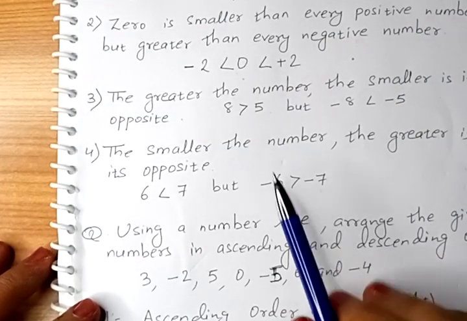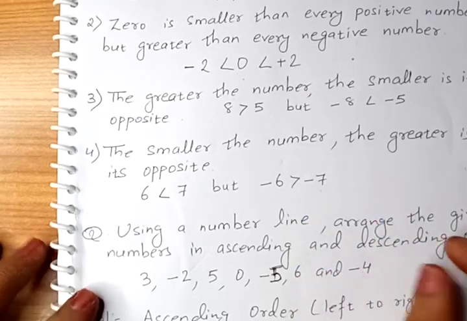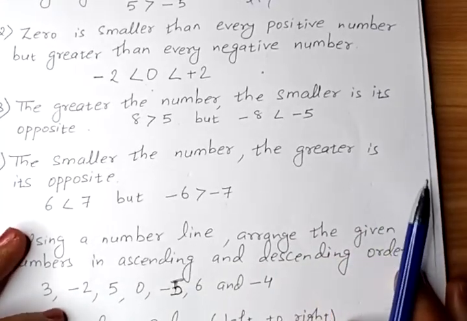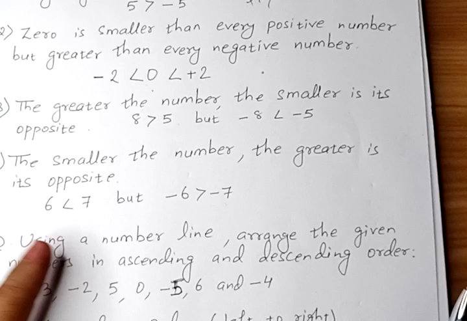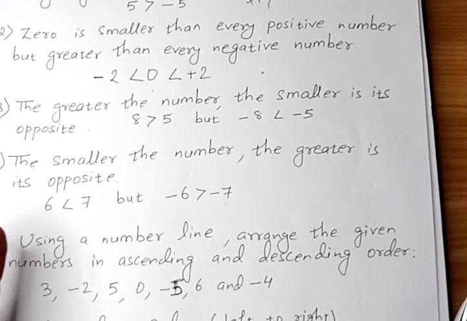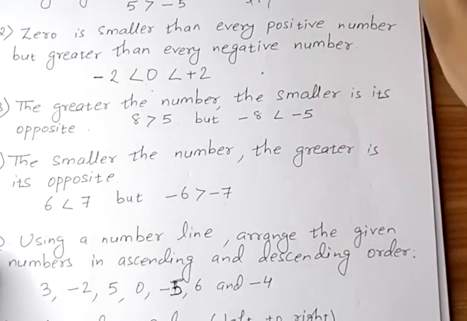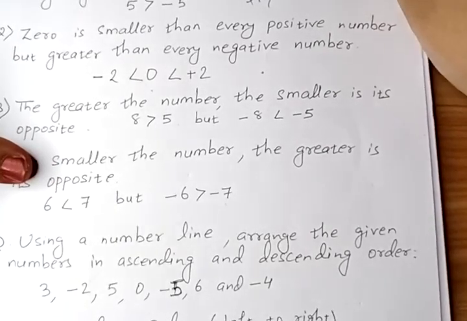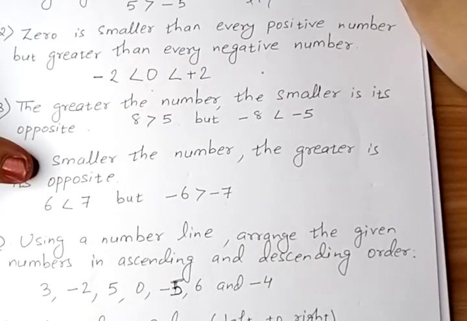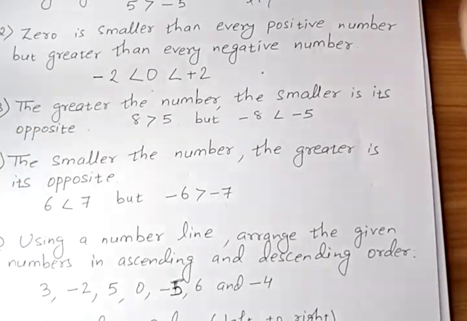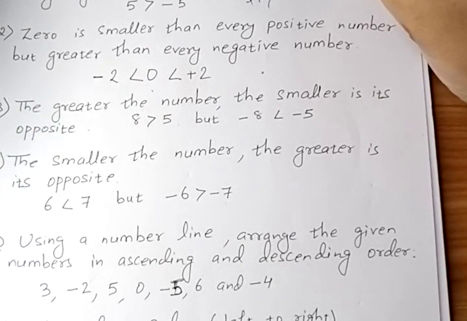Okay now children, so the smaller the number, the greater its opposite. Is it or not? 6 is less than 7, so minus 6 is greater than minus 7. You remember children, whatever the rule for positive numbers, it will be the reverse for negative numbers. In positive numbers, whichever number is greater, in the negative system that number will be smaller.